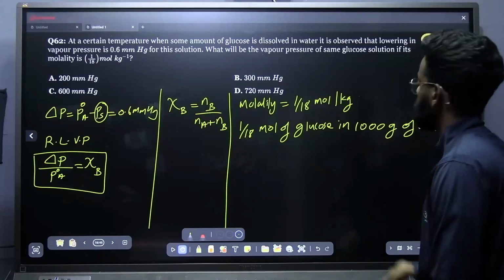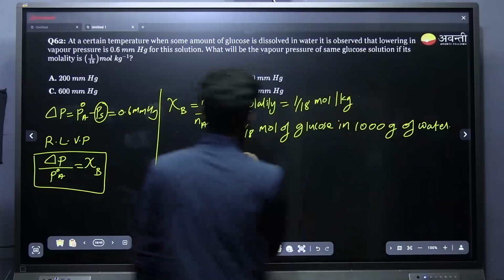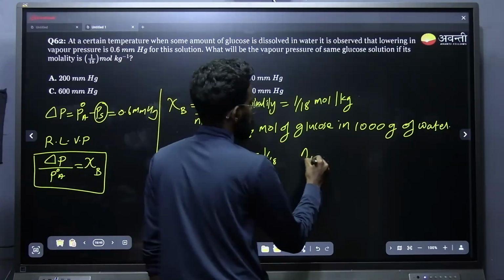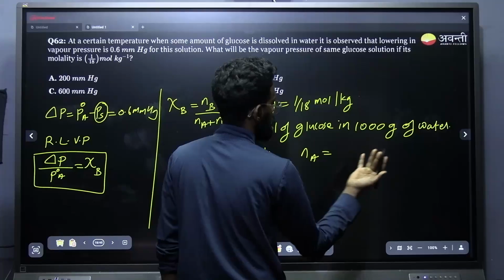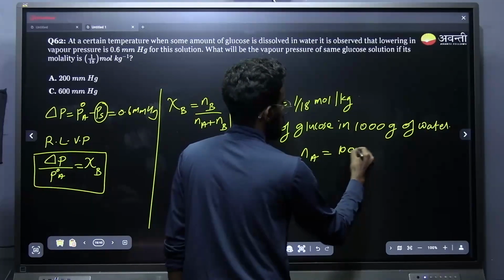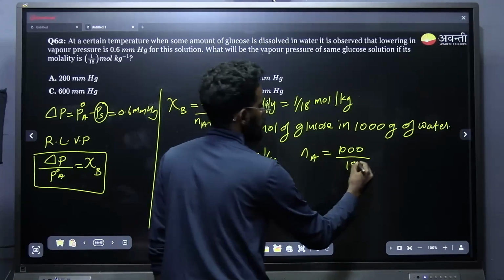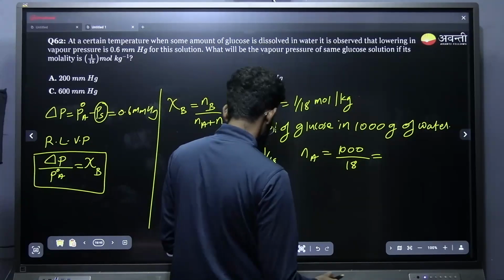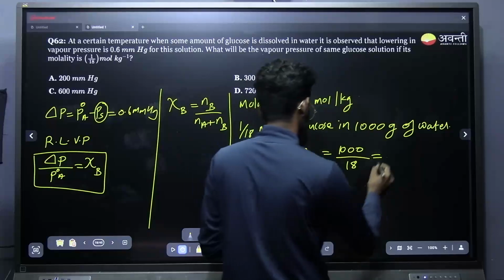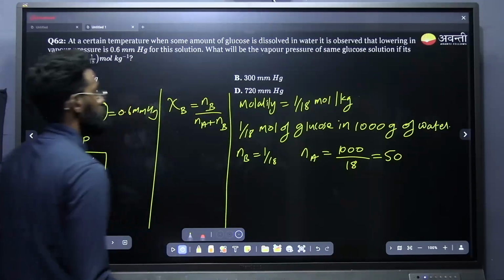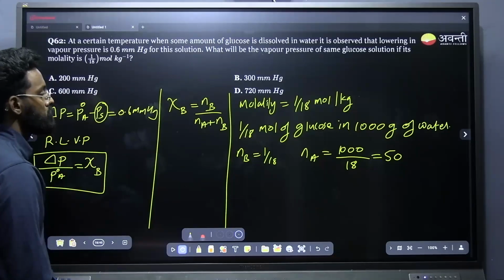From this definition itself, everything is clear. That is number of moles of solute 1/18 and number of moles of solvent. 1000 gram is the amount of water, so 1000 divided by what? Molar mass of water, which is 18. So what is the Na value? Na value is coming here around 50. Got it?